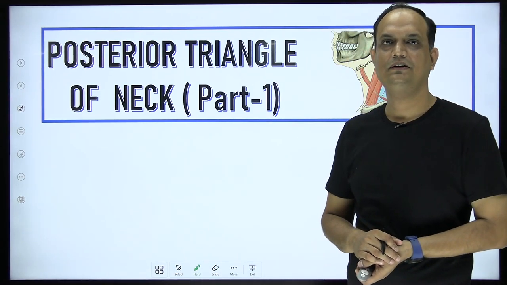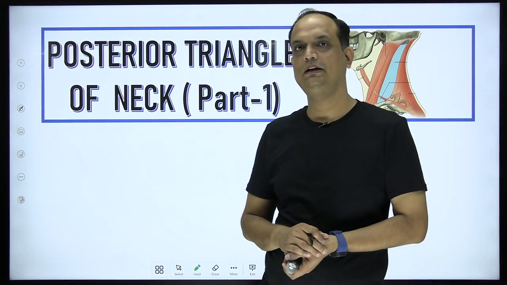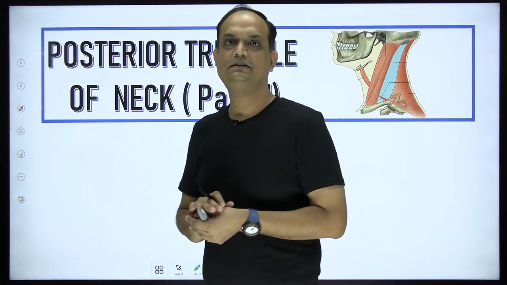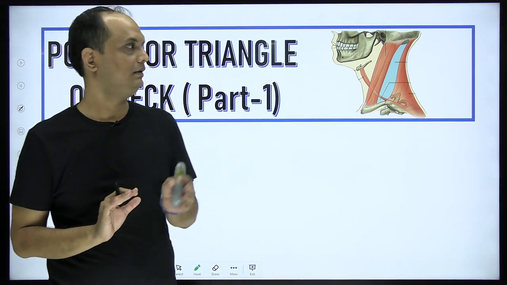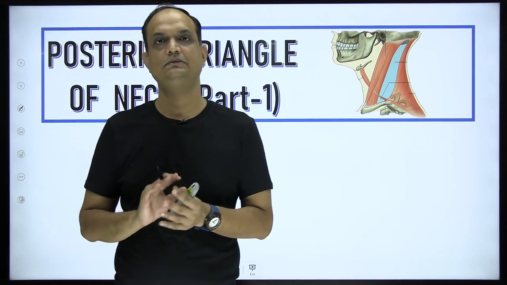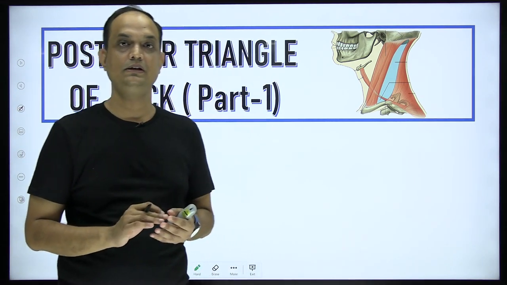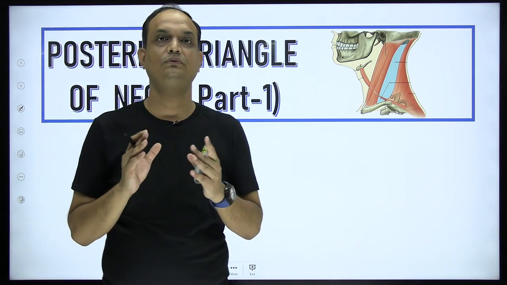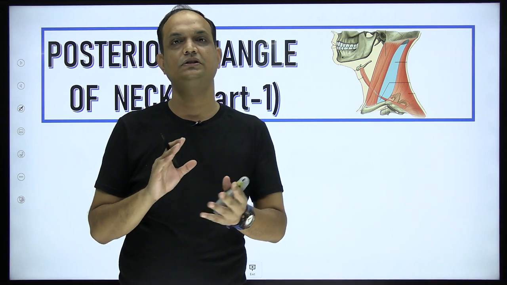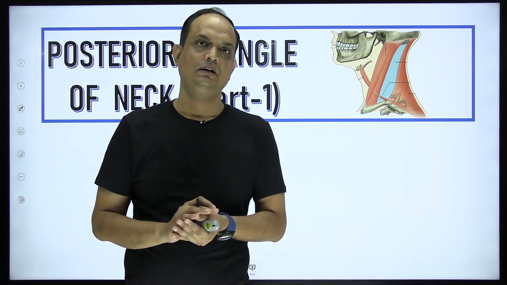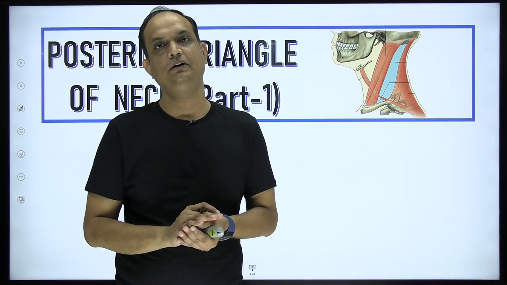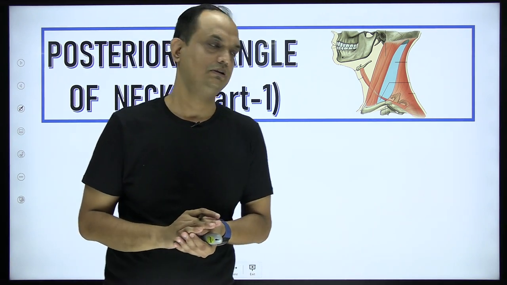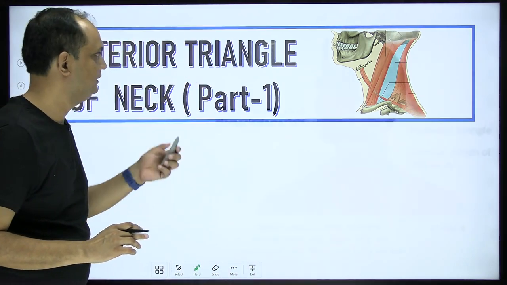Hello students. Now today's new topic is posterior triangle of neck. We'll discuss this topic in two parts. In today's part, we'll discuss mainly the boundaries, floor, its roof, and what the important structures lying in this triangle are. The detail of each and every content of this triangle we'll cover in the second part of this lecture. So let's start with the posterior triangle of the neck.